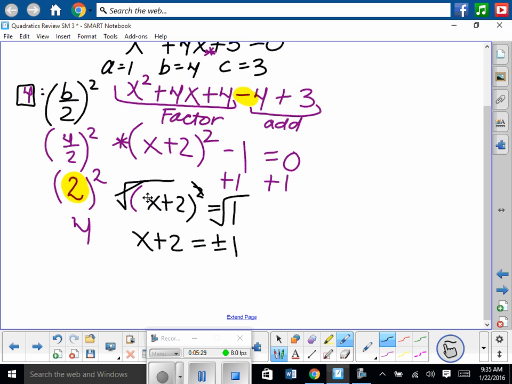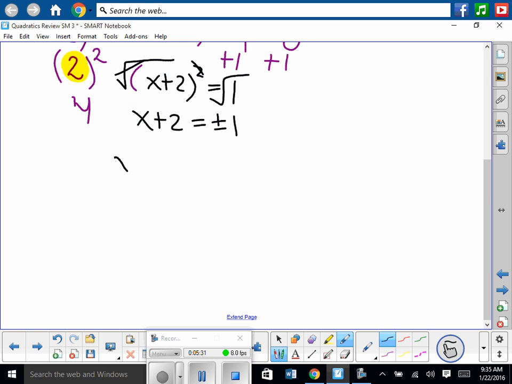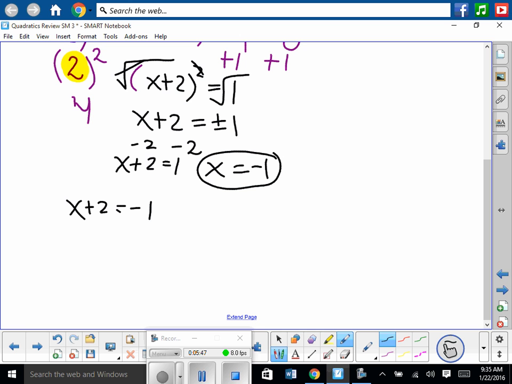So then from there we can split it up. We're going to say x plus 2 is equal to positive 1. And we also have x plus 2 is equal to negative 1. And then just solve for x piece by piece. So up here I'm going to subtract 2. So I have x is equal to negative 2 plus 1 is negative 1. There's 1 in my solutions.